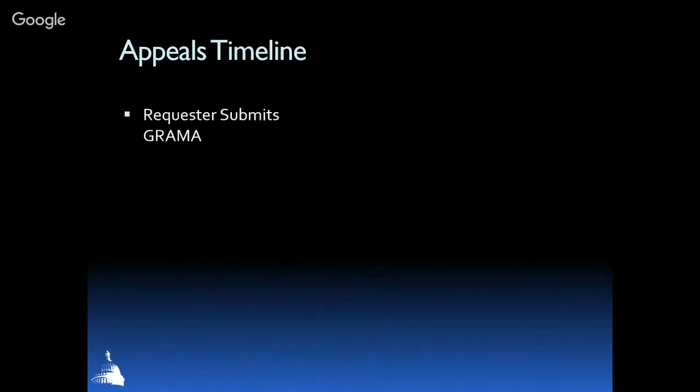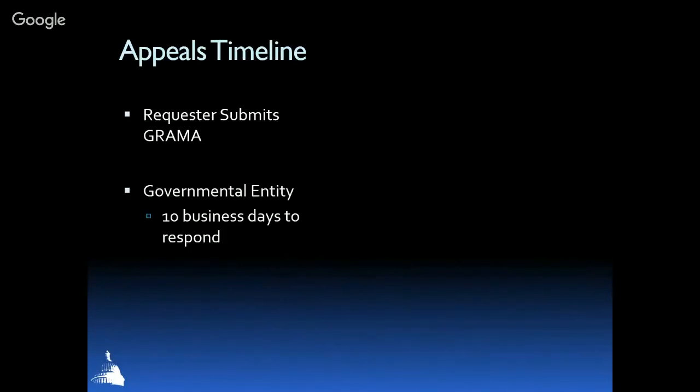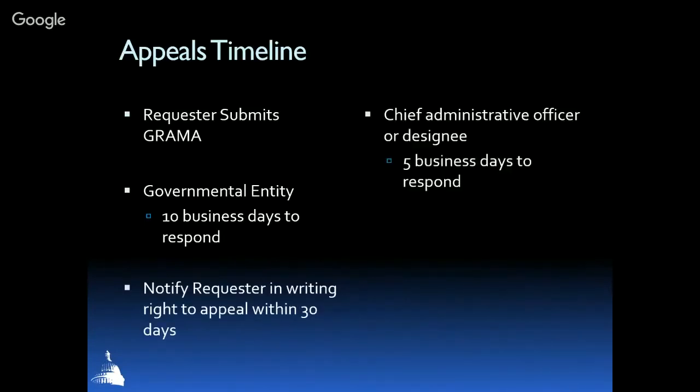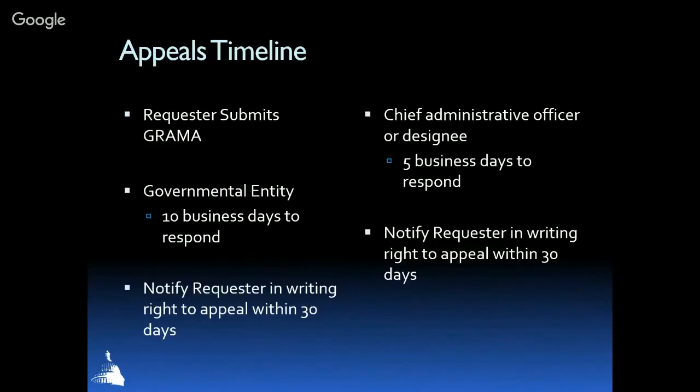The process starts with the requester submitting the GRAMA request. The governmental entity has 10 business days to respond. You notify the requester in writing of the right to appeal within 30 days. The Chief Administrative Officer, or the designee, has 5 business days to respond. And then they notify the requester in writing to appeal within 30 days to one of these 3: the local appeals board if one is established, or the State Records Committee and district court.